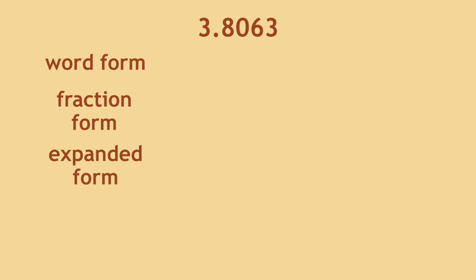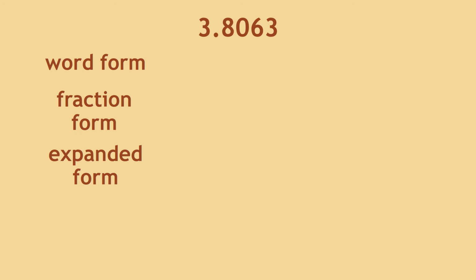Okay, so now I want you to get a little practice on the different forms that we can write decimals in. I'd like for you to take this decimal, which is 3 and 8,063 ten-thousandths, and write it in word form, in fraction form, and in expanded form. So go ahead and pause your video, and write 3 and 8,063 ten-thousandths in word form, fraction form, and expanded form.